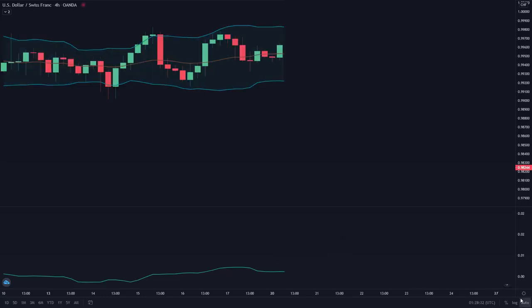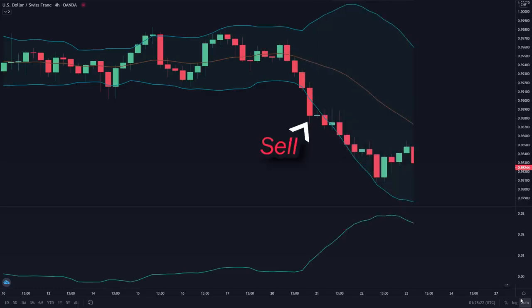Next, you can see that the bands are starting to expand, which can also be seen by the BBW rising. Next, we can see that 4 red candles were formed. One of them closed outside the lower bands. So based on the price action, the breakout is more likely going to happen to the downside. So this is a good opportunity to take a sell position.